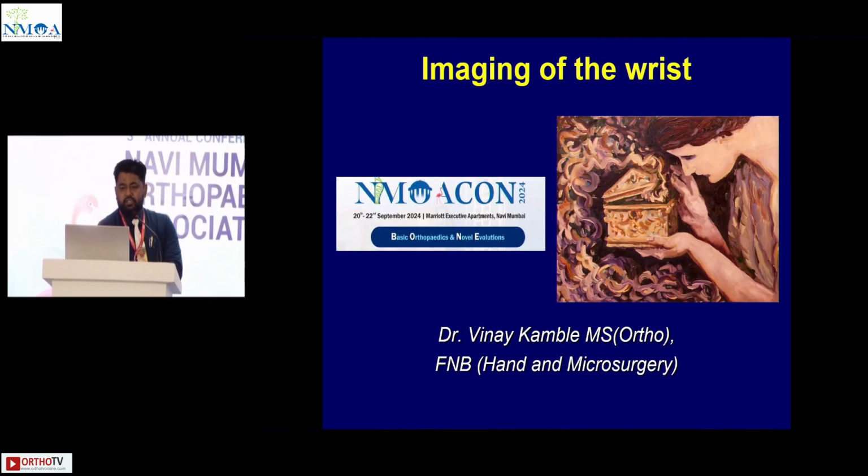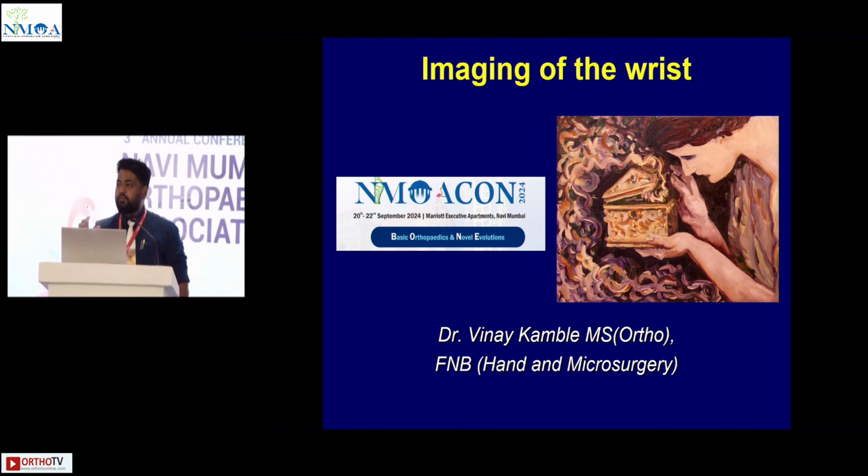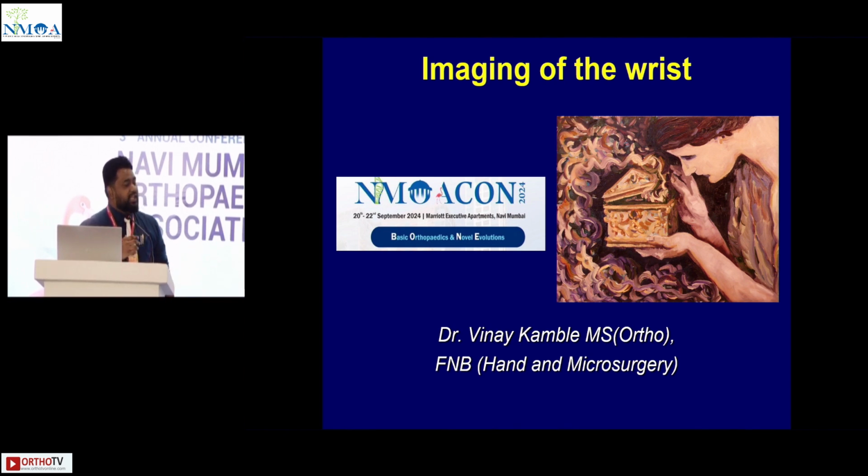The topic for my discussion today is imaging of the wrist. The wrist is made up of 15 different bones. With 15 bones there are joints in between them and a lot of ligaments supporting the joints as well. So it's like peeping inside Pandora's box, not exactly opening it, but peeping into it. Keeping in line with the theme of our conference, basic orthopedics and novel evolutions, let's start with my talk.